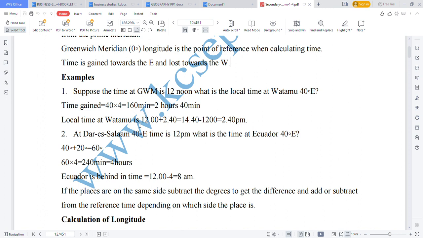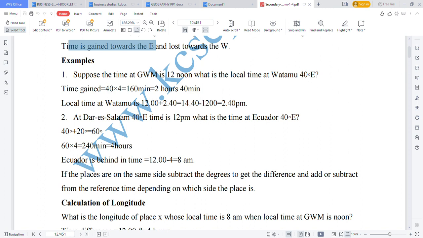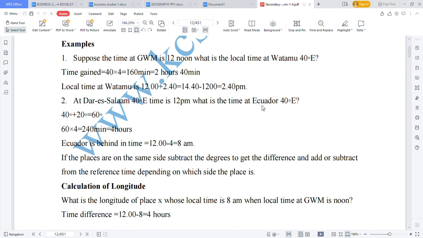To the east, time is gained; to the west, time is lost. So this is to the east. What are we going to do now? We are simply going to add 2 hours 40 minutes to 12 noon. We are going to have 1440 hours in the 24-hour system, or in the 12-hour system, you are going to have 2:40 p.m.